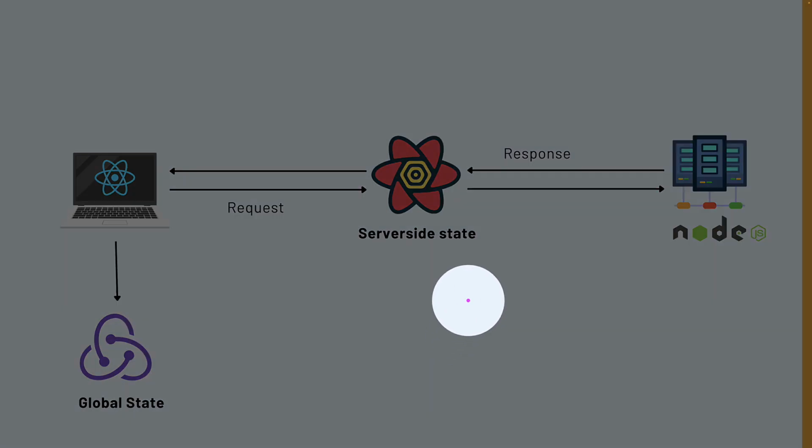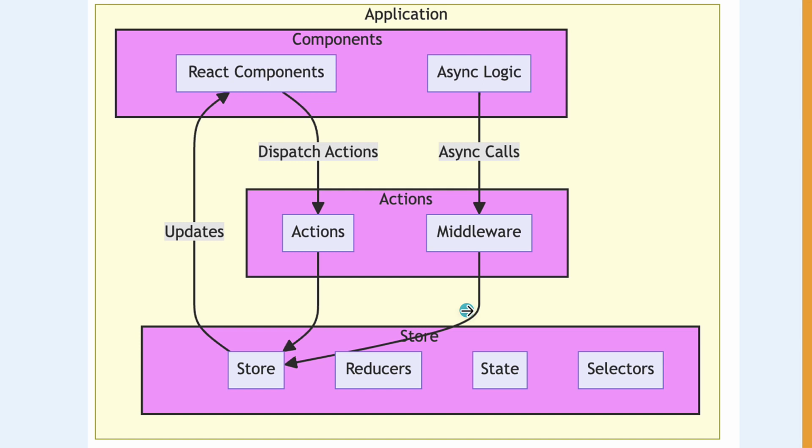So let's see how Redux works in a nutshell. We have these terms: dispatch actions, actions, store, reducers, middleware, async calls, state, and selectors. And for this one, we are going to use the minimal part of it. But in case you want to master Redux and Redux Toolkit, I have a course on that. Let me show you how Redux is going to work.